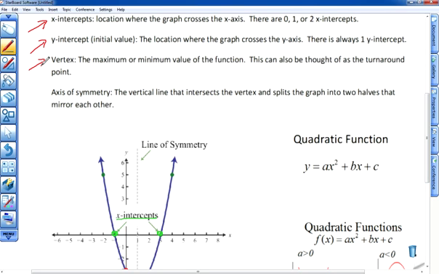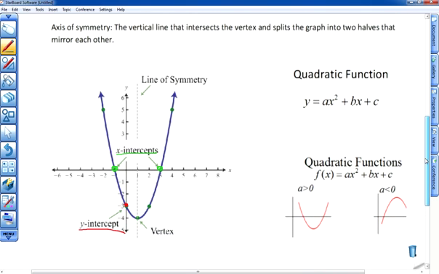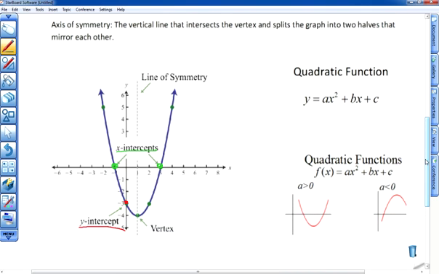The next piece of information that's important to discuss is what's called the vertex. The vertex is the maximum or minimum value of the function. This can also be thought of as the turnaround point. If we look at our example here, you can see that our vertex is down here right at the minimum value of our parabola.